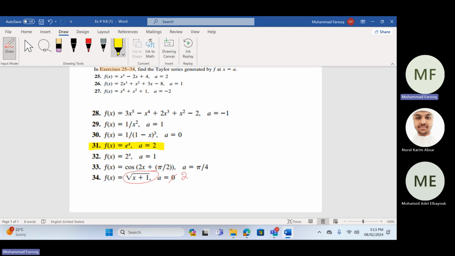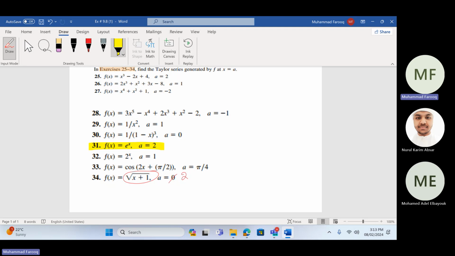Doctor, most of the questions become Maclaurin series. Actually, there is no difference between Maclaurin and Taylor. Maclaurin means a is zero. So when you write the Maclaurin series, you don't write x minus a. You write x to the power 1, x to the power 2, and that's it.